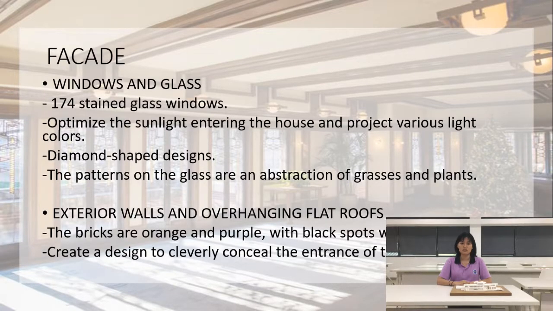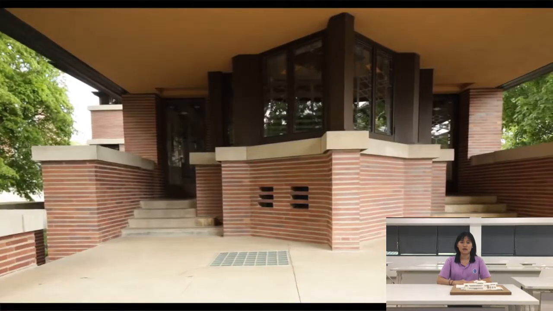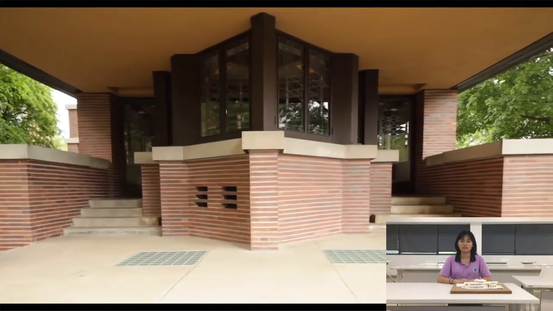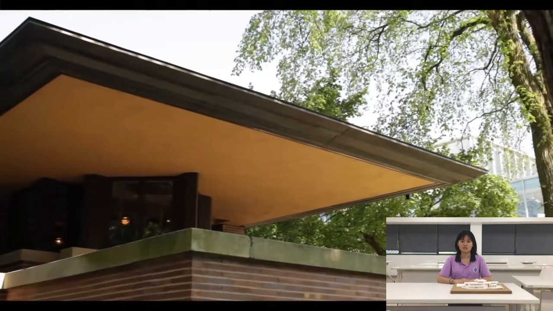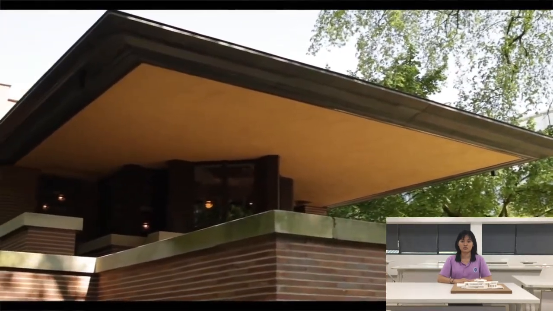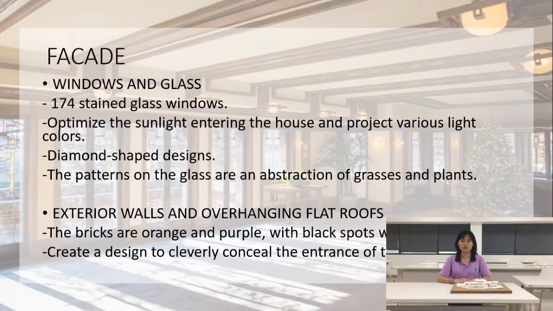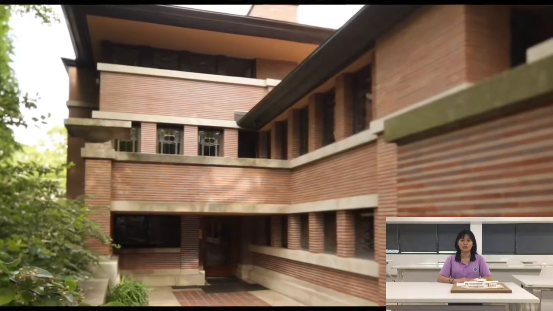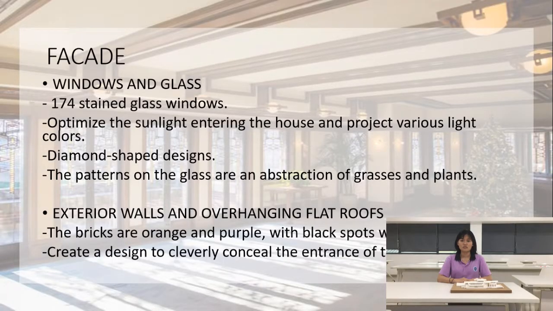The second one is the interior wall and overhanging roof. The bricks are orange and purple with black spots from iron, and they are crossed with precise mortar joints. They are clustered in order to create a front wall without door and window inserts, creating a design that clearly constructs the entrance of the building. It was topped by an overhanging roof, giving a registered shadow effect from the steel.